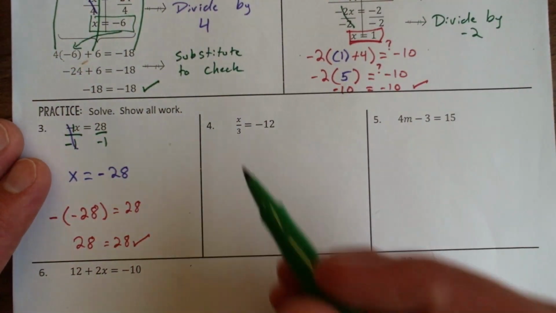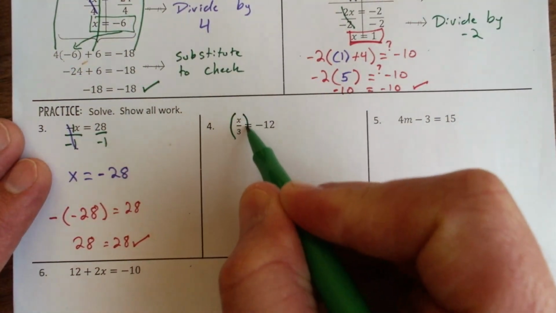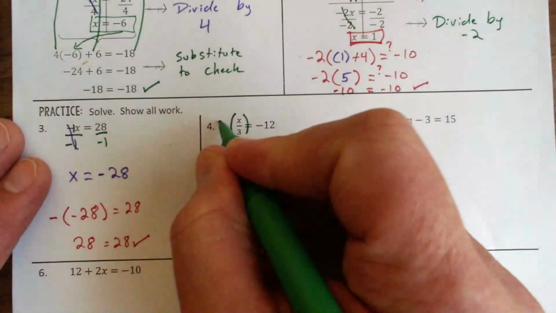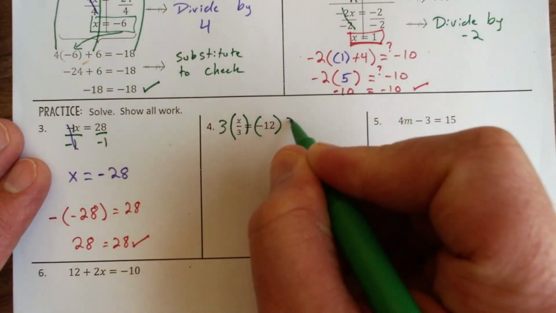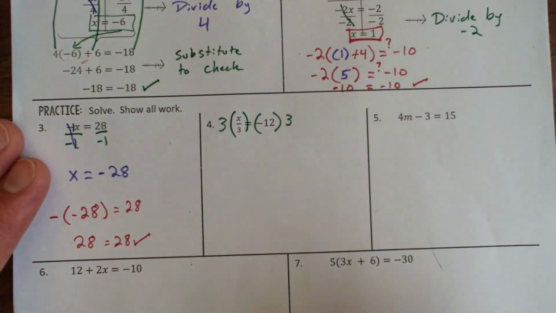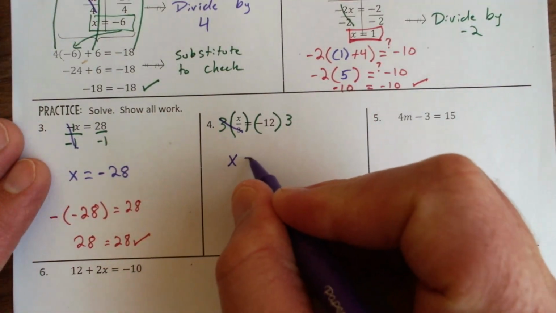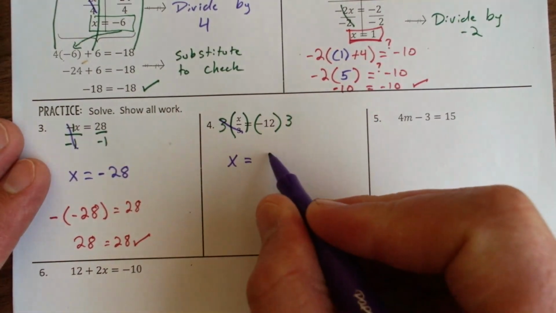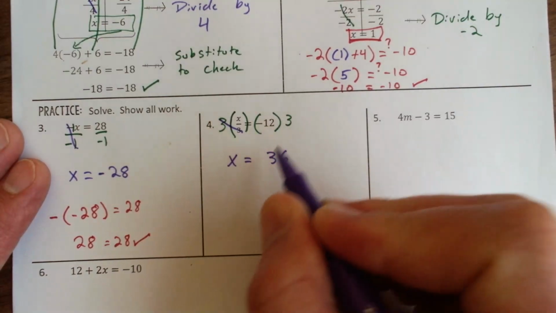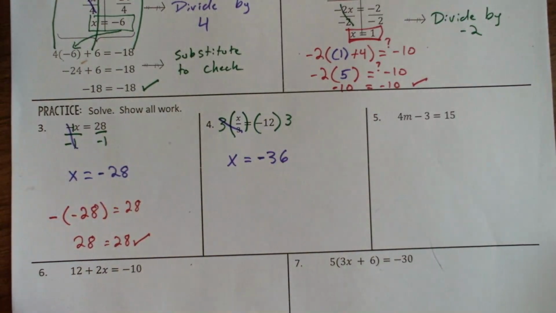Here, I'm dividing by 3, so I need to do the opposite of dividing by 3. The opposite of dividing by 3 is multiplying by 3, which reduces this to 1, which is what I want. So I'm left with x equals 12 times 3 is 36. Negative times a positive is a negative.